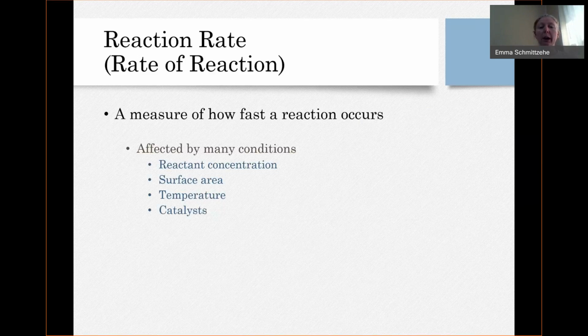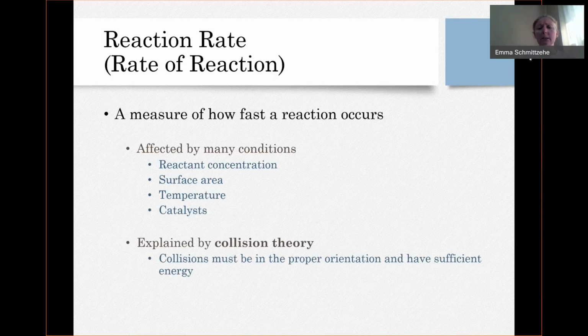So a particular reaction at a certain set of conditions naturally has a specific rate that it occurs at. But you can change that by changing the conditions. But every reaction is different. So every reaction has kind of its own natural rate, but we can manipulate them. And we're going to look at why these things affect reaction rate. And really, this is all explained by collision theory.